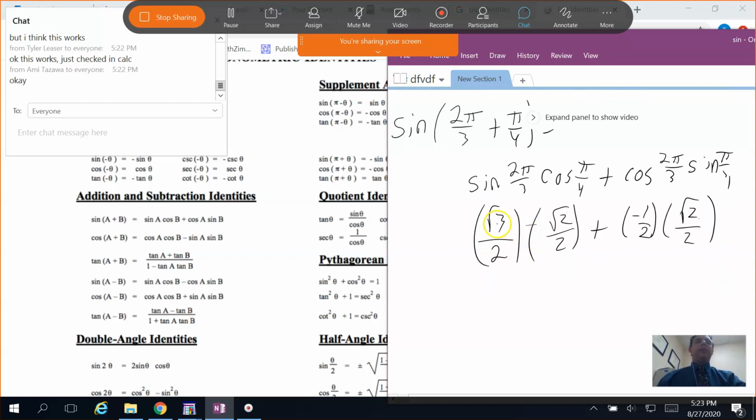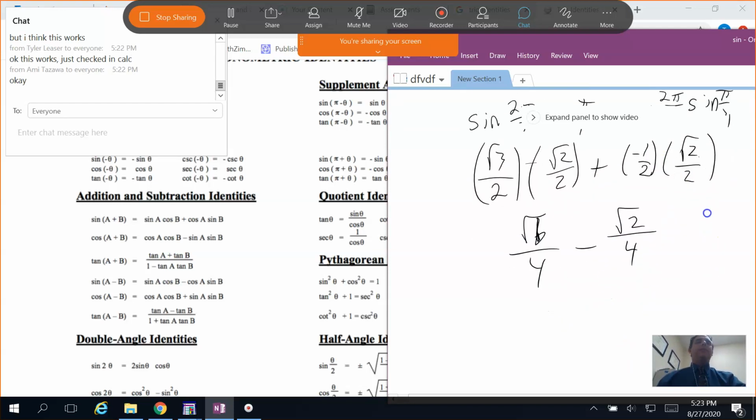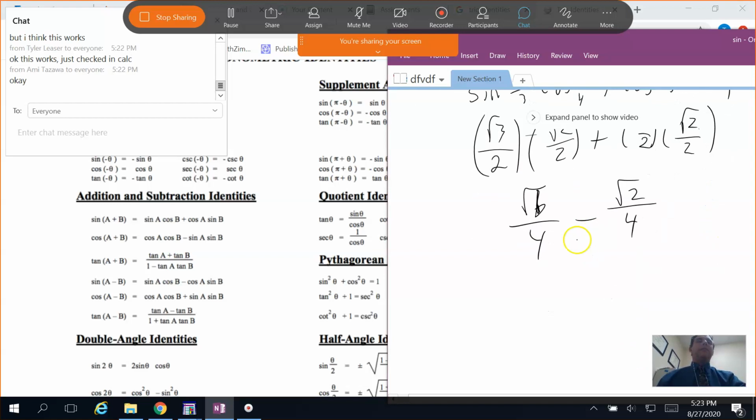So multiplying these together, root 3 times root 2 is root 6. In the denominator there, 2 times 2 is 4. Minus, this is going to be negative root 2, all divided by 2 times 2, 4. And then these have the same similar denominators, so we can just subtract the numerators all under the one denominator.